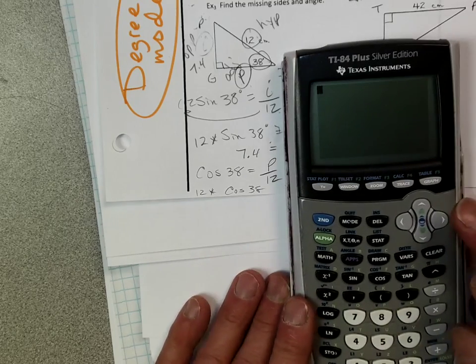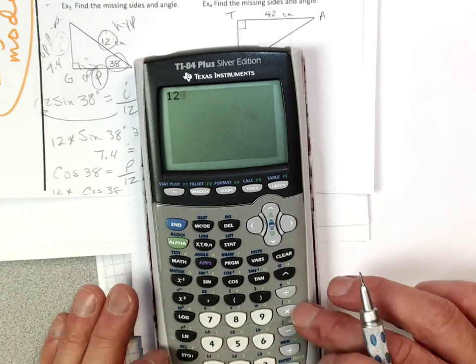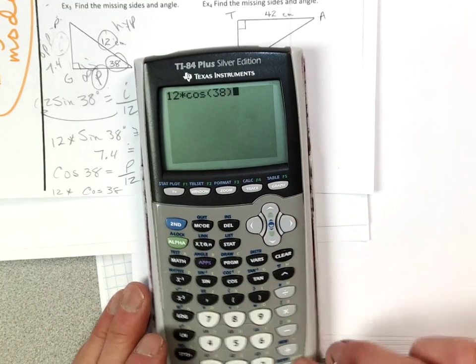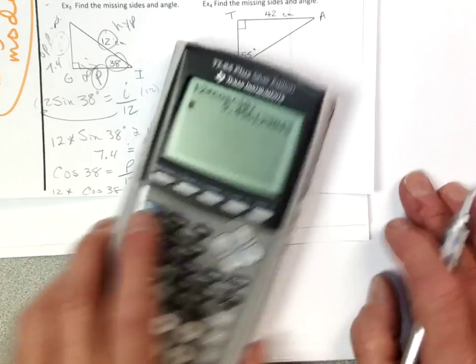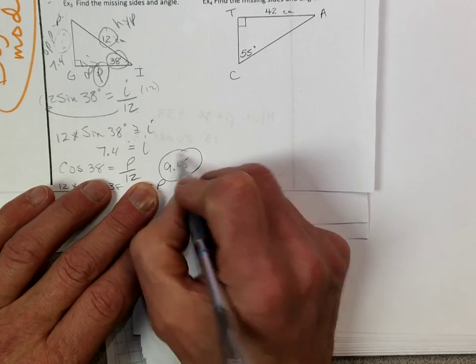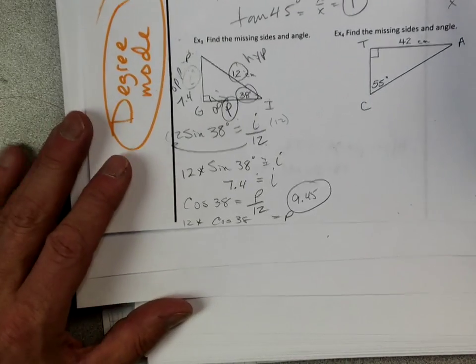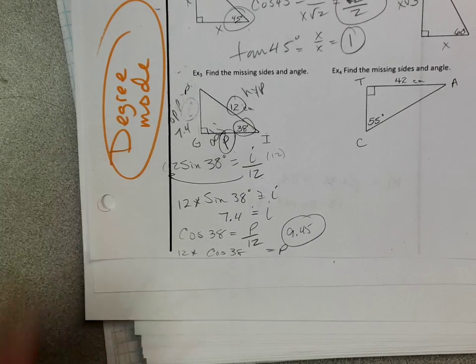Slide over so you guys can see it. I'm just going to go 12 times the cosine of 38. And about 9.45, so 9.5. I would take that, fine. Now, there's one more thing I need to find. That's angle P.